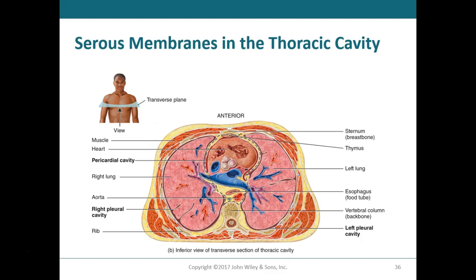This gives you a transverse plane where you can see the lungs. Okay, so lung and lung. This is the left lung. This is the right lung. Here we've got the heart. You can see the area that surrounds them. So this would be the pleural cavity lined by those parietal and visceral pleural membranes. And same thing here with the heart.